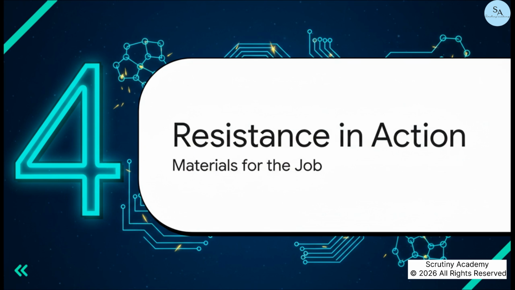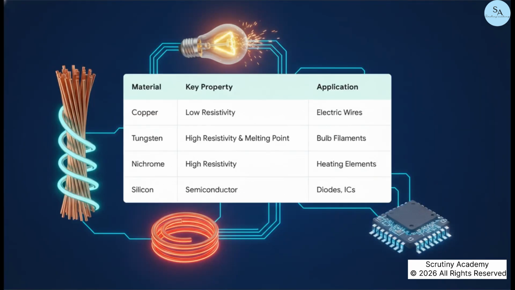Okay, now that we have our master formula, let's see how it explains why engineers pick very specific materials for very specific jobs. This is where all that theory becomes real-world technology. This table pretty much says it all. Copper has a super low resistivity, which makes it perfect for electrical wires. We want to lose as little energy as possible.